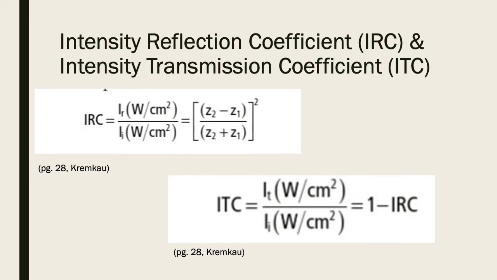So you can take a look at these two calculations to really help you wrap your head around how we can determine how much of our ultrasound beam is going to be reflected back to our transducer and how much is going to be transmitted into the body. And you can see that it is really dependent on the difference in those Z values.